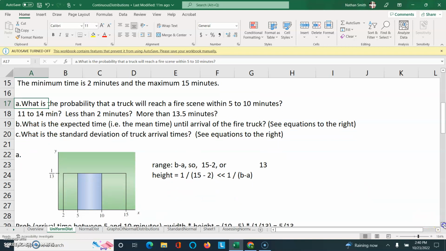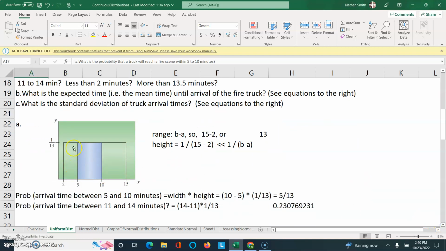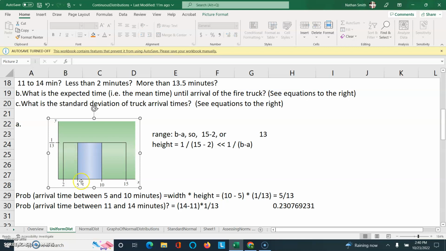So first, before we run it, let's take a look at this graph right here. Remember we said the probability is the area underneath the curve. So here's my uniform distribution for this problem. All I need to know is the A, so that's 2 minutes. The B, that's 15 minutes. I've got the 1 divided by the range, so that would be 1 over 13 in this example. And now all I would need to find is the area of the rectangle between 5 and 10 minutes.